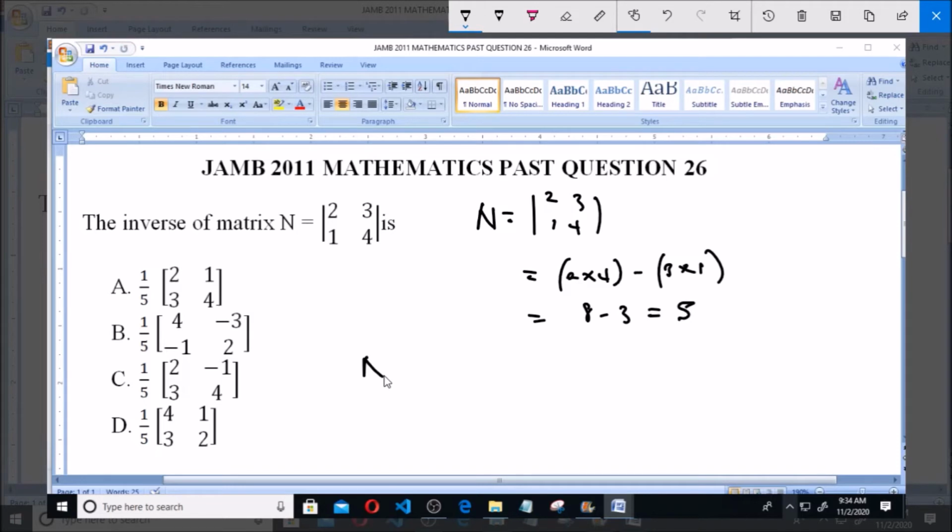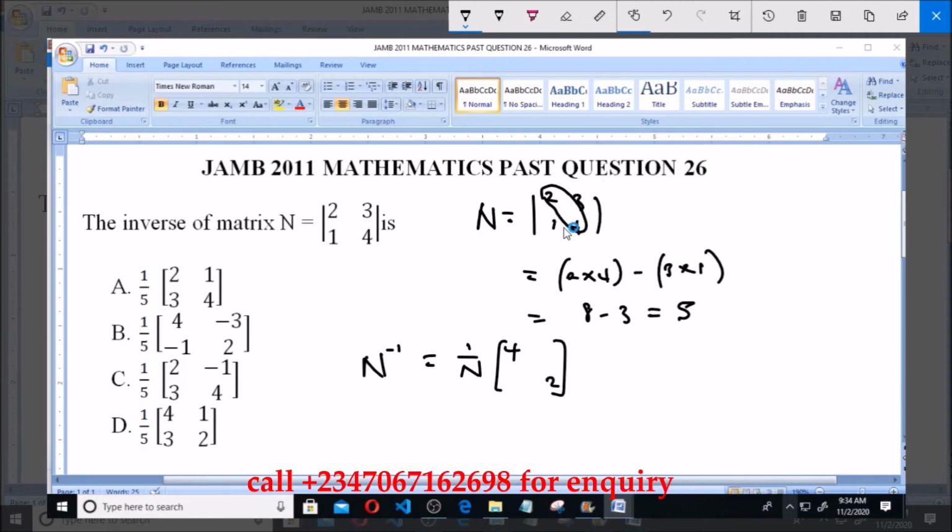Now the inverse of N is equal to 1 over the determinant of N, multiplied by the adjusted matrix. There's a law guiding the inverse of a matrix. During the inverse of a matrix, this diagonal here switches position, that is, instead of having 2 here, you have 4, and then you have 2 here. Then this other diagonal changes sign. Since it's positive 3 here, it becomes minus 3, and since it's positive 1 here, it becomes minus 1.